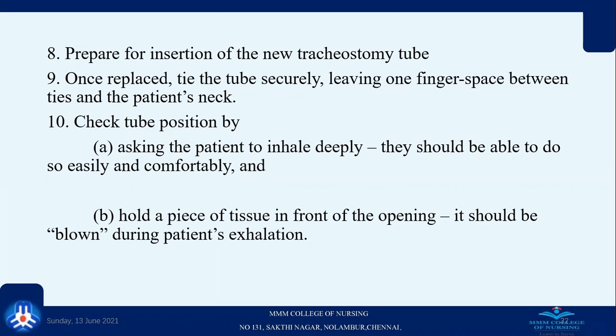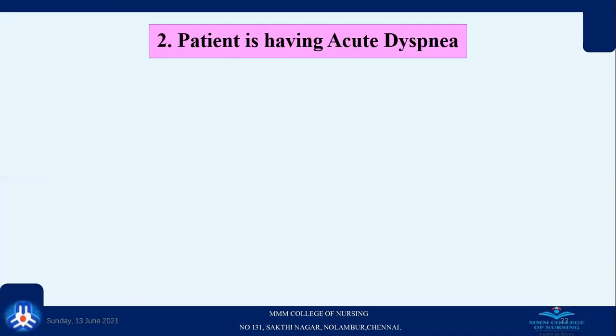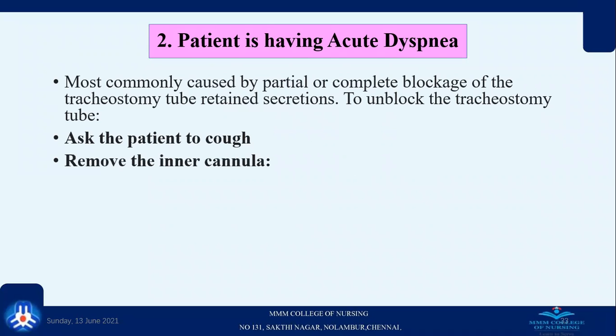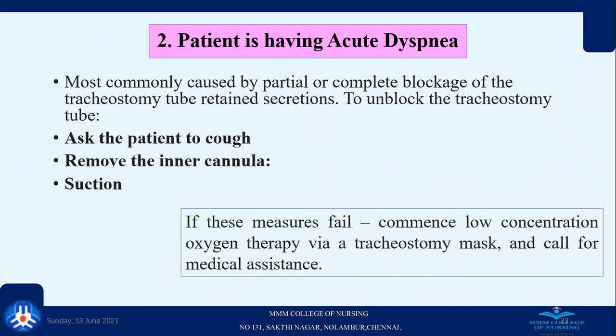The next common situation which we come across is the patient having acute dyspnea with a tracheostomy tube. Most commonly, this dyspnea is caused by partial or complete blockage of the tracheostomy tube by retained secretions. To unblock the tracheostomy tube, ask the patient to cough, remove the inner cannula, and do the suction. If these measures fail, commence low concentration oxygen therapy via tracheostomy mask and call for medical assistance.